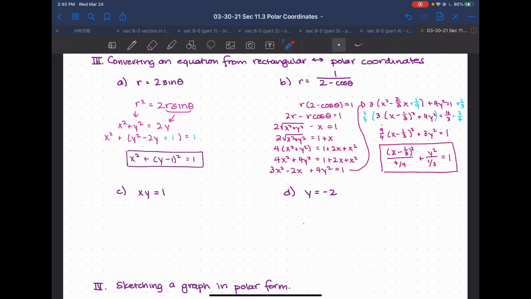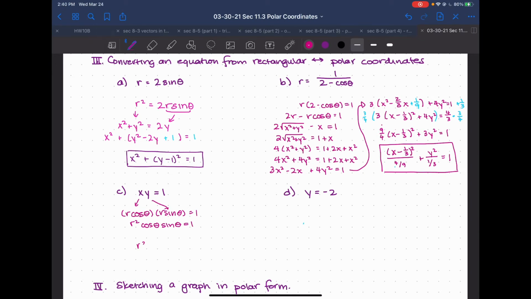All right, let's take a look at these last two. What do we do with those? Well, these are easier because they're in terms of x and y to begin with. We know x is r cosine theta, and we know that y is r sine theta. So r squared cosine theta sine theta equals 1, and you're done.